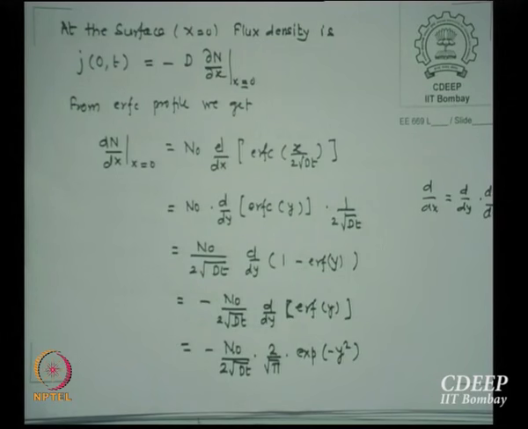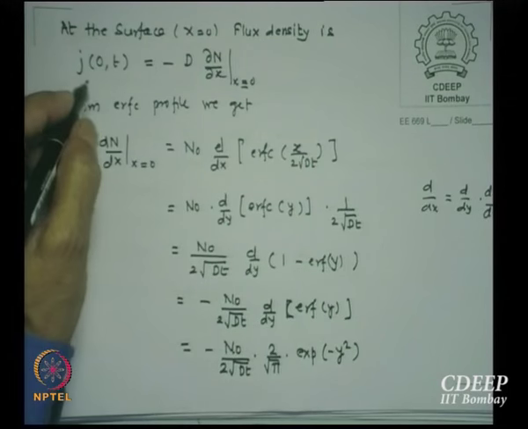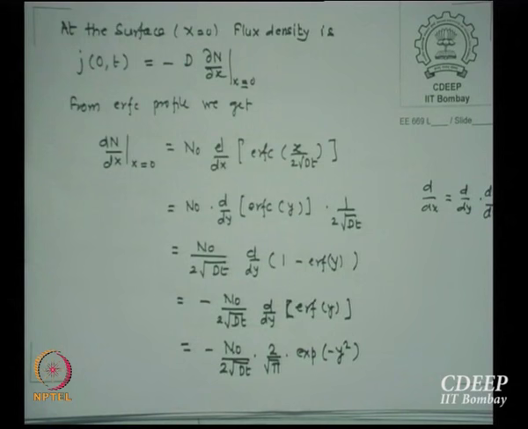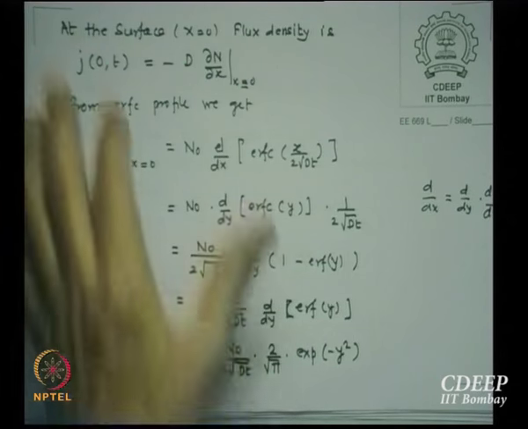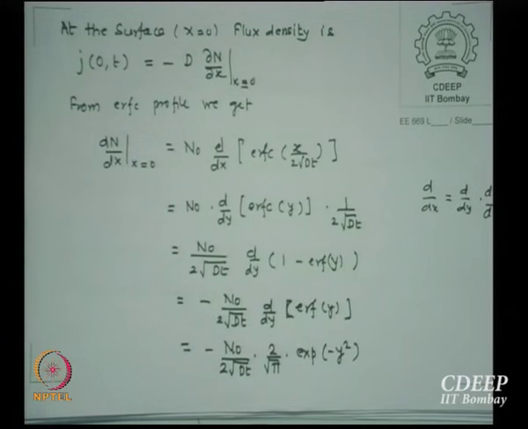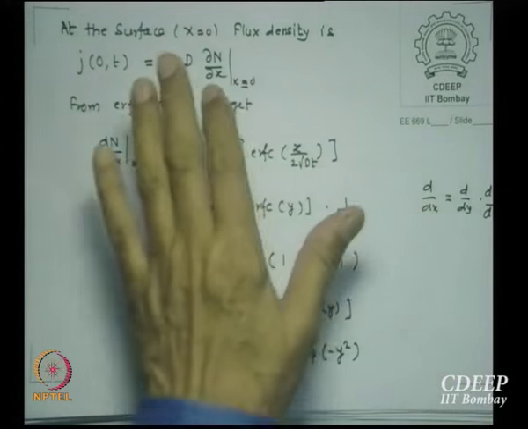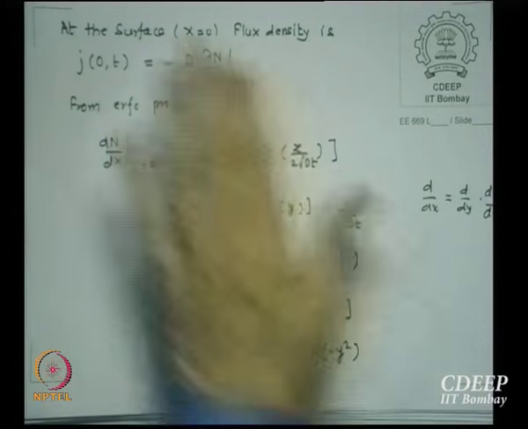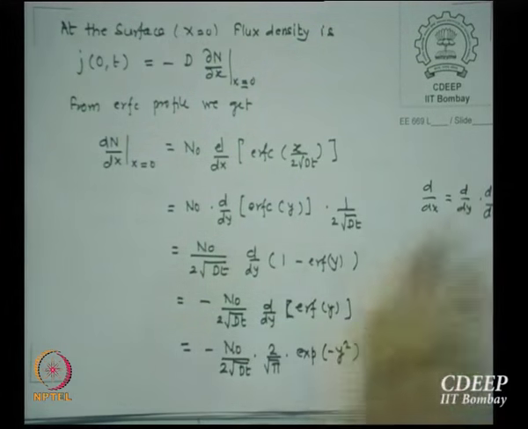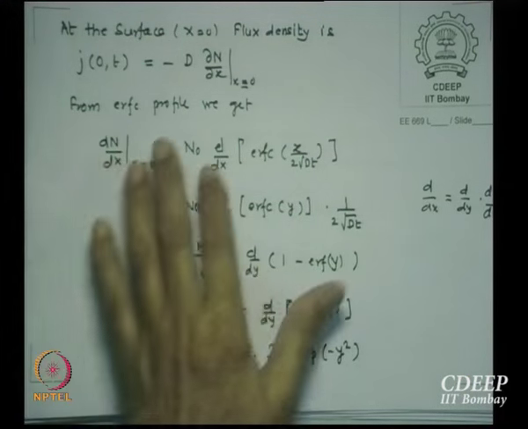Why are we interested in this? Because I want to know the flux density at x is equal to 0. How much is impinging? Okay. I repeat, I am just trying to find the flux density at x is equal to 0. I use Fick's law. I figure out if I take dn by dx at x is equal to 0 multiplied by the diffusion coefficient at a given temperature, then I can differentiate.